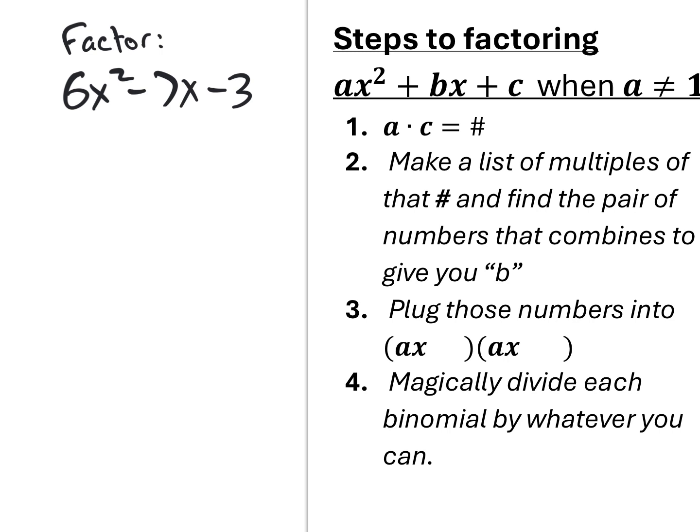Step 1, a times c. What is a times c? Negative 18. Thank you so much. All right, step 2, let's make a list of the multiples of negative 18.